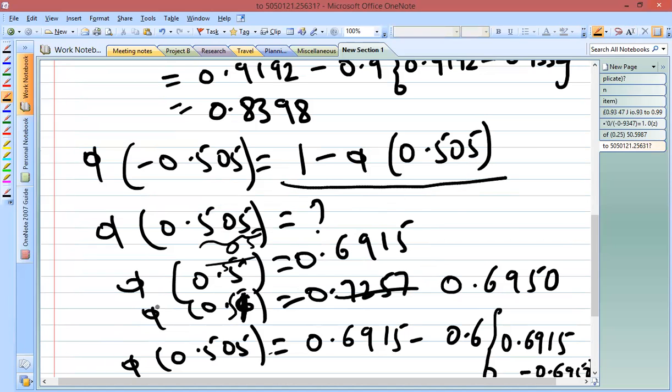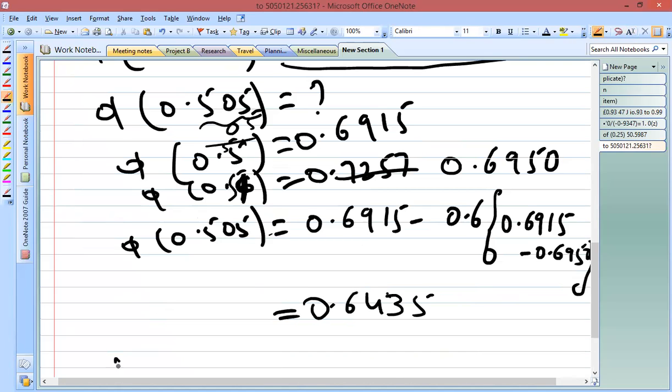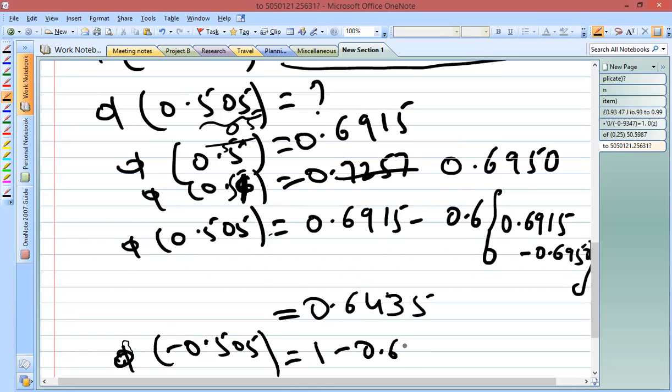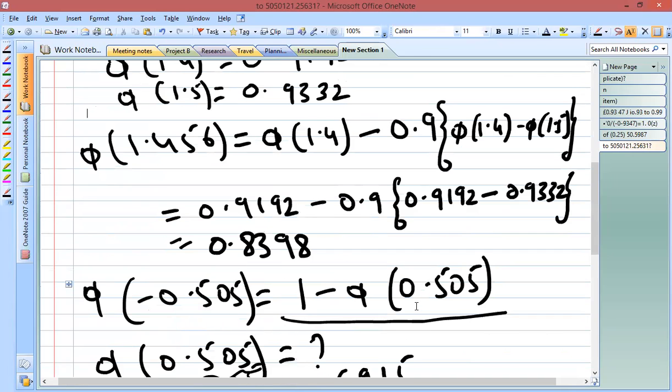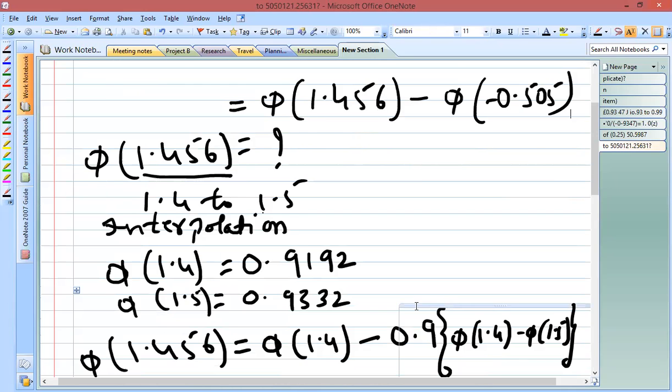So here how much do you get? Phi of minus 0.505 is equal to 1 minus 0.6435. How much did it come to? Now I will be having 0.3565. So now we have both the values. For 1.456, 0.8398 had come. Use this in the main equation.